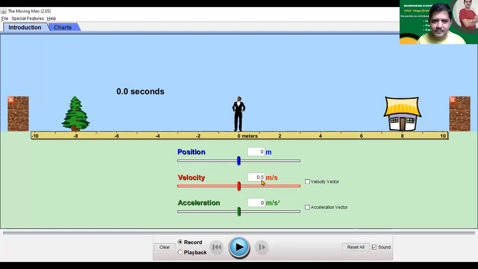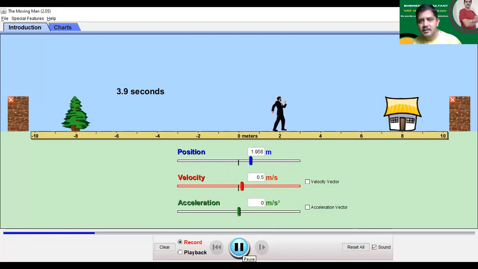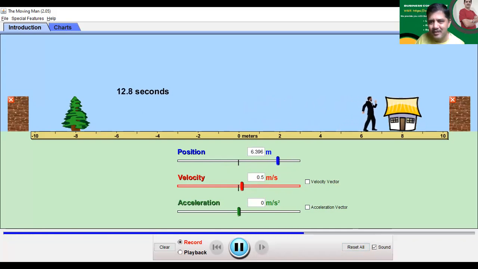0.5. The person is moving very, very slowly. Is it moving very slowly? No, it's because we have been looking at him for a long time. We feel that he is moving very slowly.